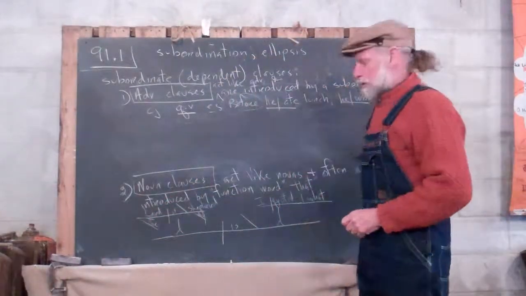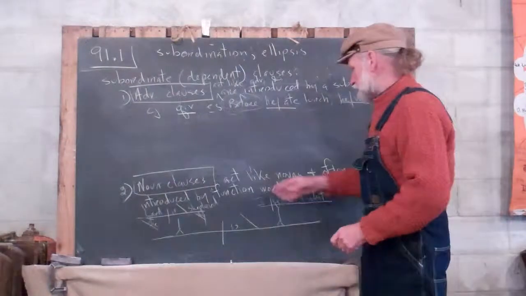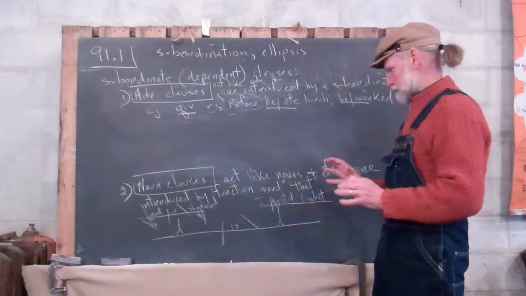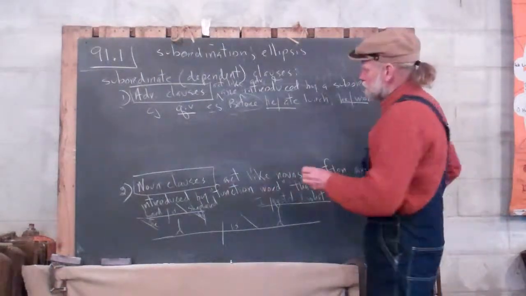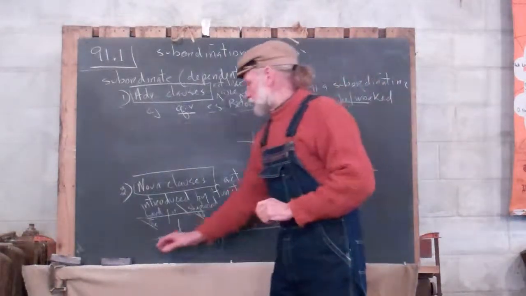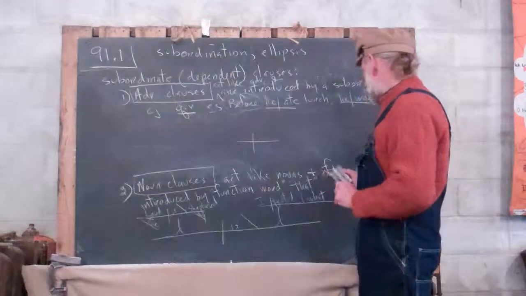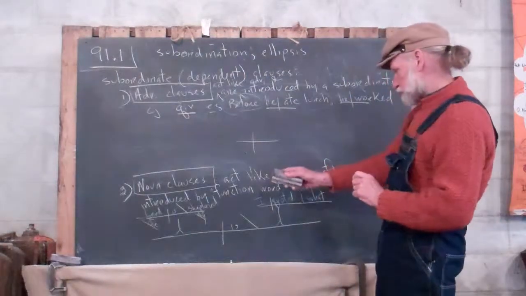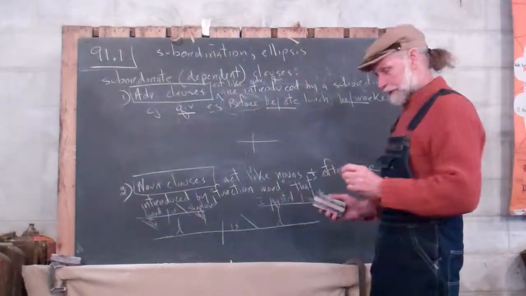Now, there are noun clauses. Well, the noun clauses, these act like nouns. To be a clause, you've got to have predication. Otherwise, it's not a clause. And they are often introduced by a function word.